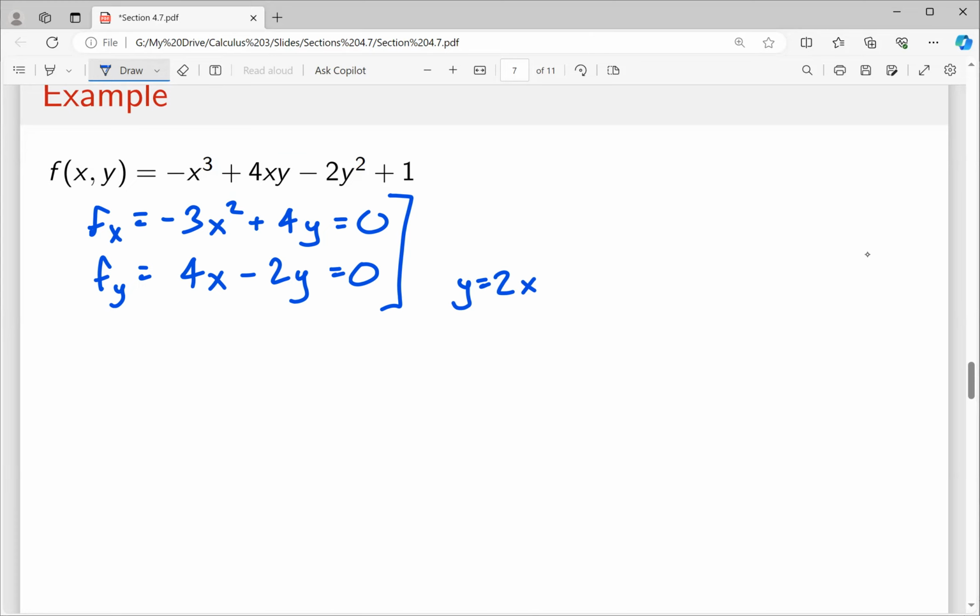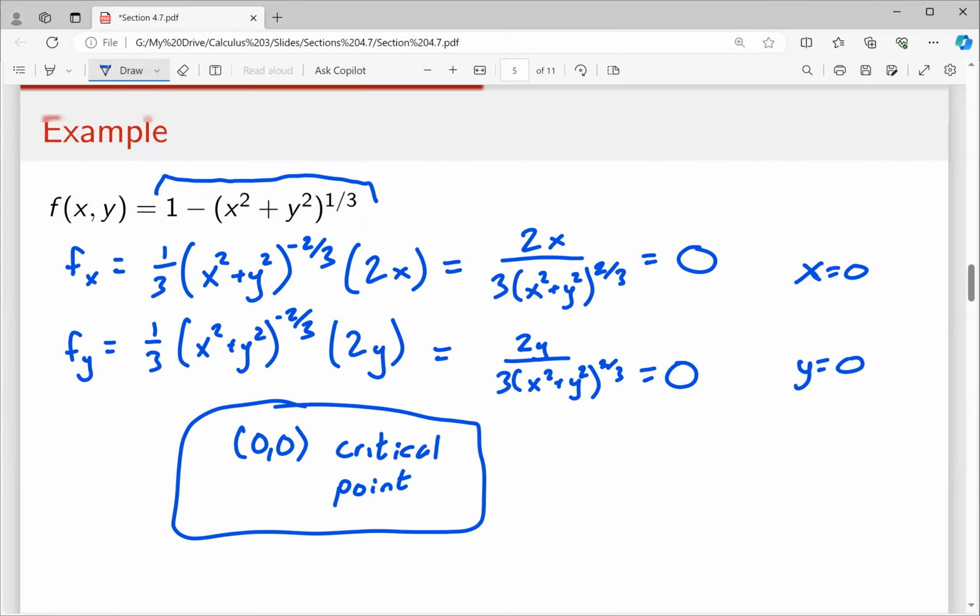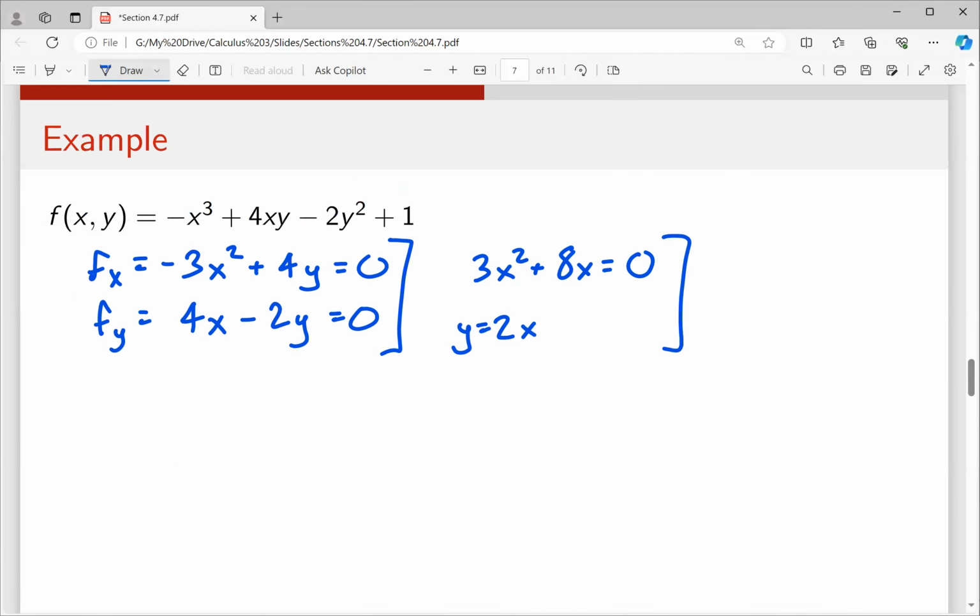If y equals 2x, I can substitute into the other one, and 3x squared plus 4y becomes 3x squared plus 8x equals 0. And so that means factor out the x. Oh, I don't know what happened there. Sorry about that. Factor out the x, and we have x times 3x plus 8 equals 0, which means x equals 0 or x equals negative 8/3.